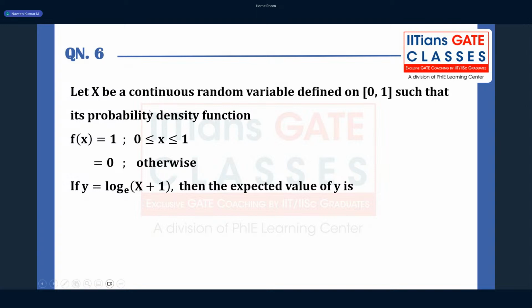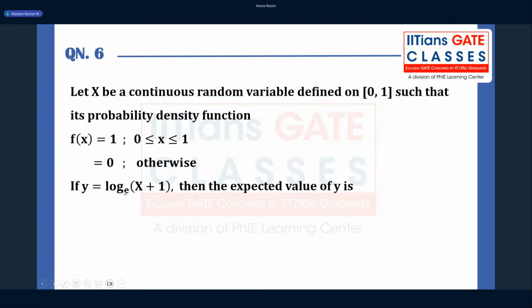So let x be a continuous random variable defined from 0 to 1. It's a uniform distribution, what they're talking about, such that the probability density function is 1 for x greater than 0 and x less than or equal to 1. Otherwise, it is 0.